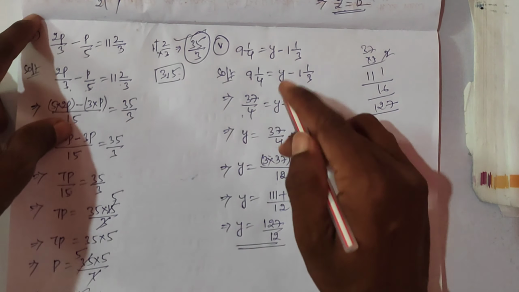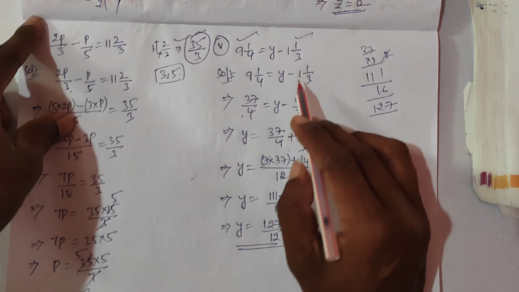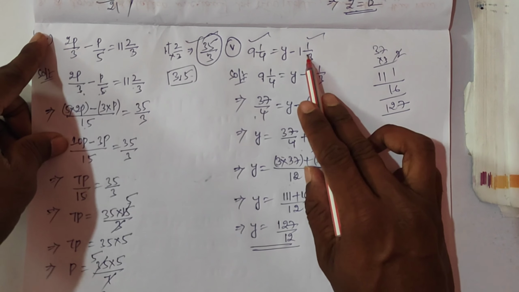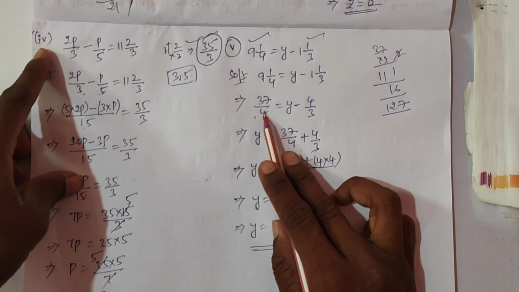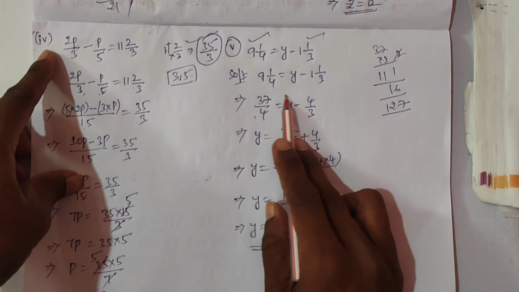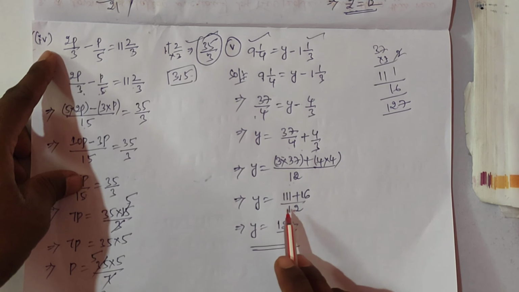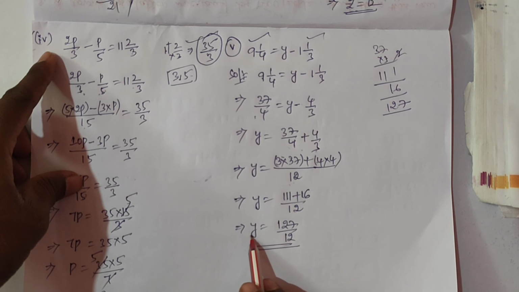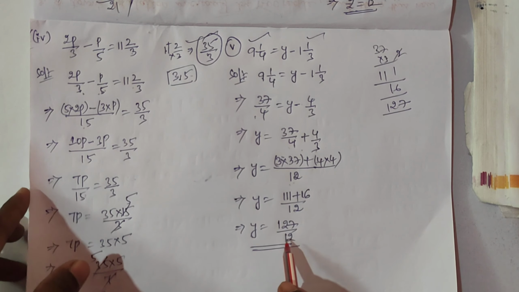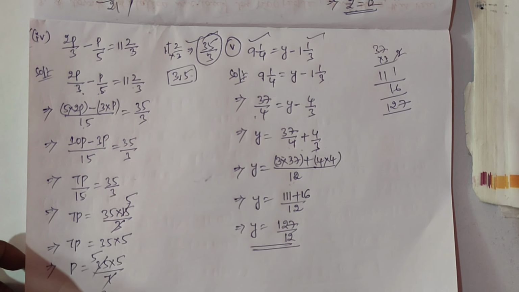Okay. In this question, they have given two mixed fractions, so we have to convert these mixed fractions into improper fractions. Then separating the constant terms and taking the LCM, nothing but we are reducing the equation. Then we got the value of y equal to 127 by 12. Right? This is about question number 5.